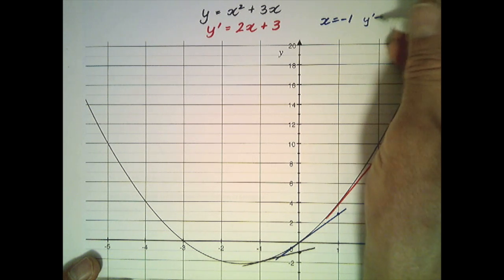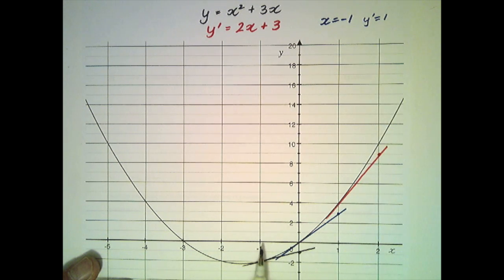So that tells us that when this function has an x value of negative 1, the gradient is equal to 1. And we can quickly check that. If we start at this point where x equals negative 1, the gradient there matches a movement of 1 across, 1 up. So that line matches the gradient at that point of the curve.